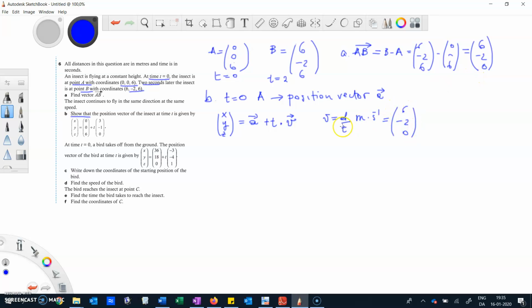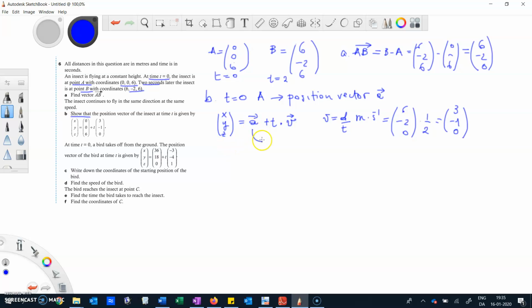But in this case, the speed is describing something that is happening in 2 seconds. So in order for it to be the speed, meaning the amount of meters in 1 second, we have to divide this by 2. So the velocity in this case is just going to be 6 divided by 2, 3, minus 2 divided by 2, minus 1, and 0 divided by 2, 0. This is the velocity that we're going to insert in this equation.